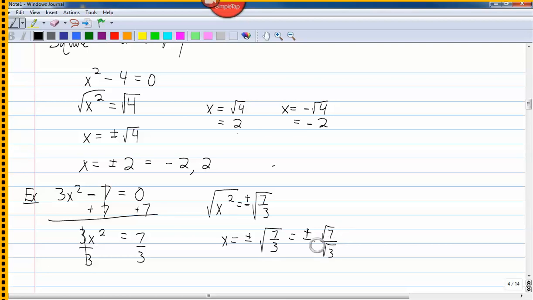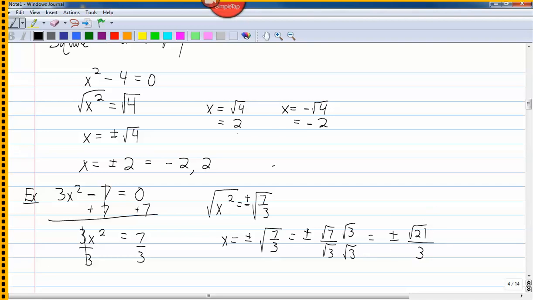And what would be wrong with leaving my answer like this is I have a square root in the bottom, or in the denominator. So the easiest way to remove that is by multiplying the top and bottom by the square root of 3. So I would have plus or minus. Now when you have a square root times a square root, you multiply what's underneath and keep the radical. So that's going to be the square root of 21 over the square root of 3 times the square root of 3, which is the square root of 9, or 3. So this is that answer simplified.